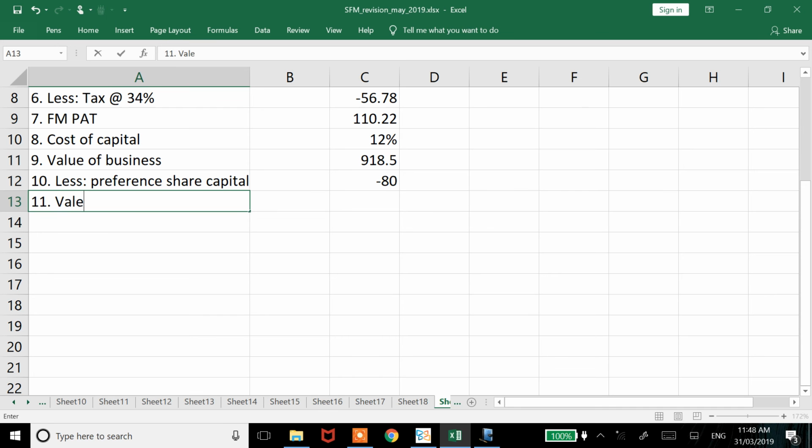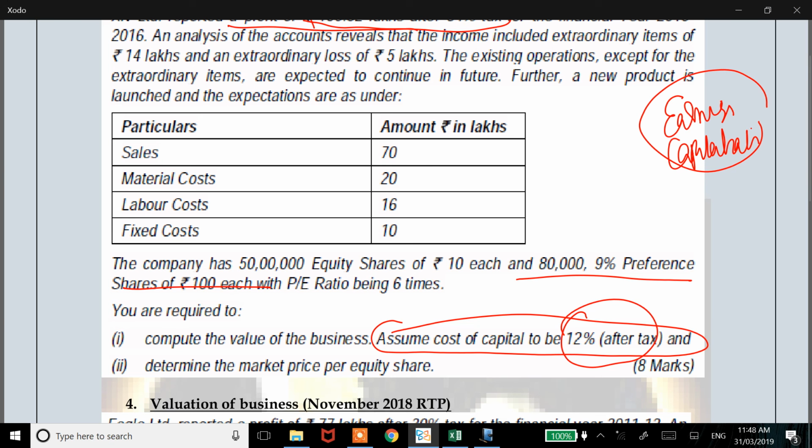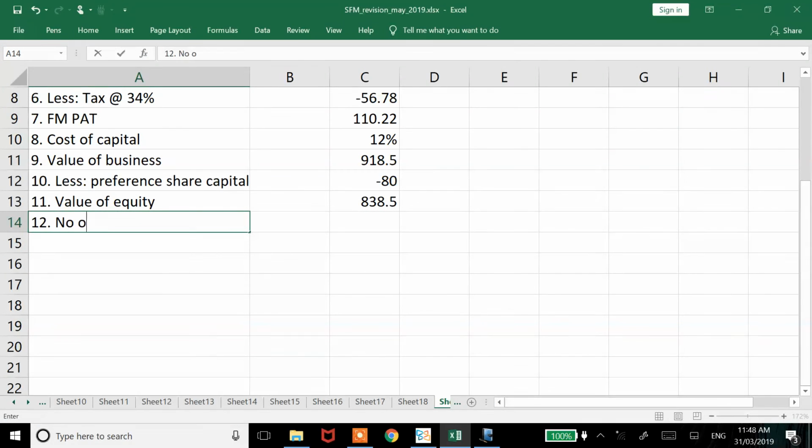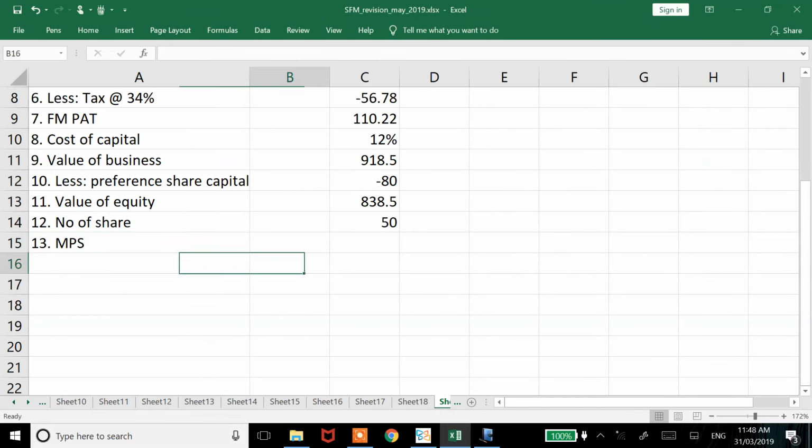And then I get value of equity. Number of shares is 50 lakhs, no? Yes. Now there's going to be an alternate answer to this. I'll explain that alternate answer. First be done with this. I'll explain an alternate answer which can be done.